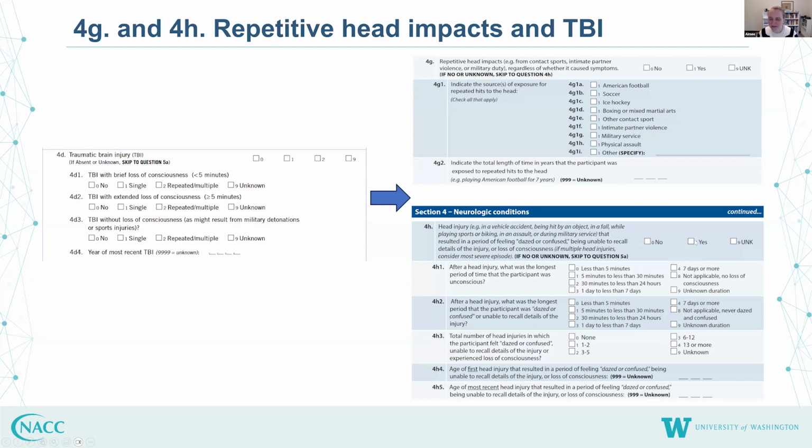So no or yes. Next question is about what was the longest period of time the participant was unconscious, the longest period of time the participant was dazed or confused, the total number of head injuries that were symptomatic, the age of the first head injury, and the age of the most recent head injury. And we think that these questions really flesh out the TBI and head injury history for our participants.